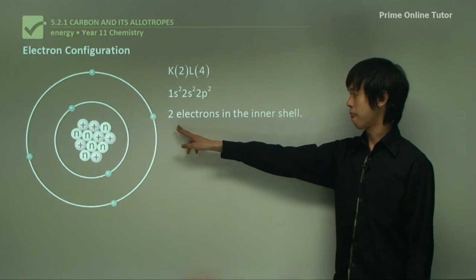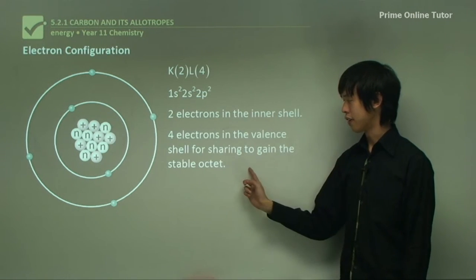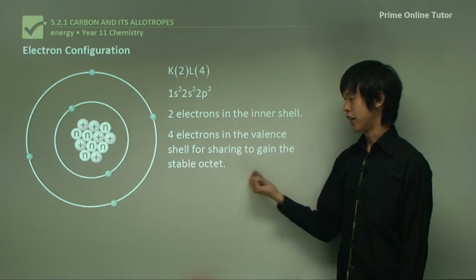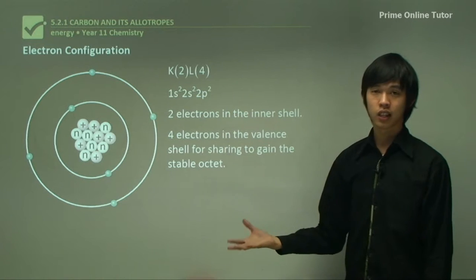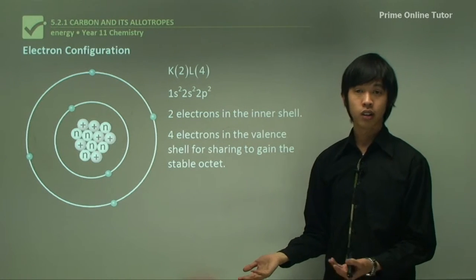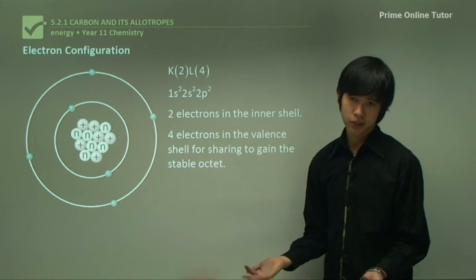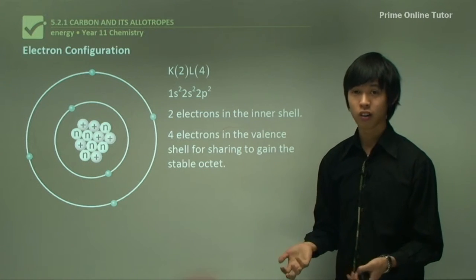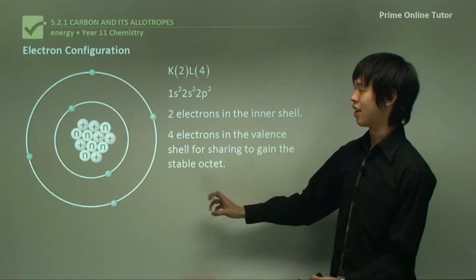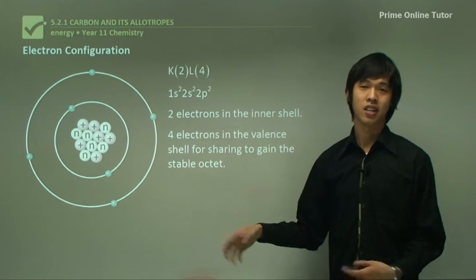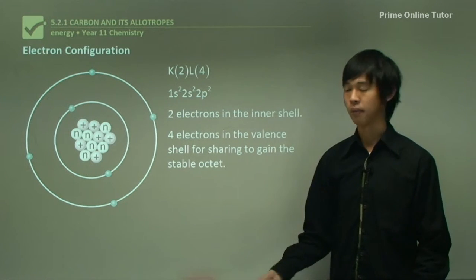So remembering 2 electrons in the inner shell, 4 electrons in the valence shell for sharing to gain the stable octet. So those 4 electrons either need to be given away, or 4 electrons need to be taken in, or we need to share another 4 electrons so that our little carbon atom here is nice and stable because of that octet structure.